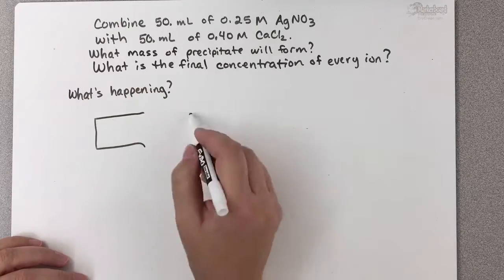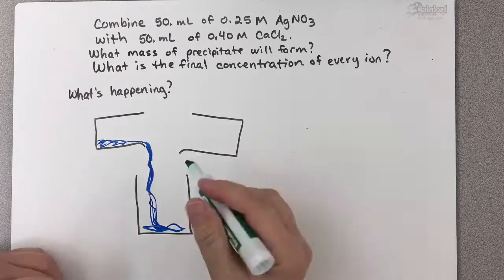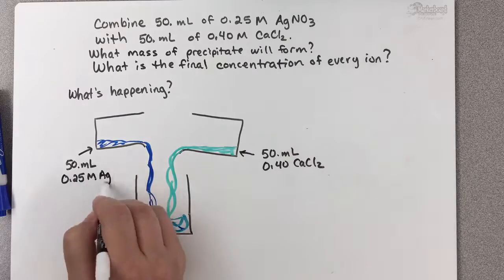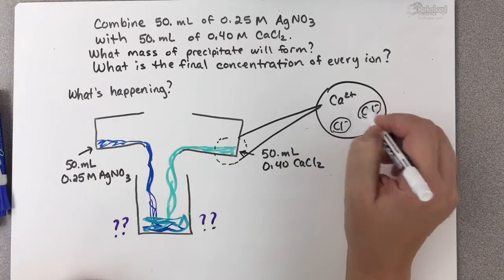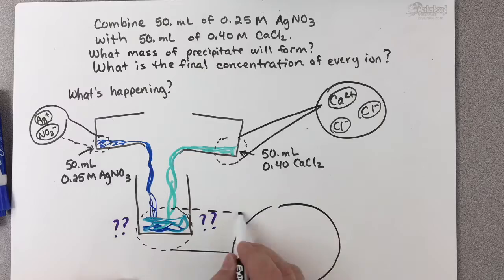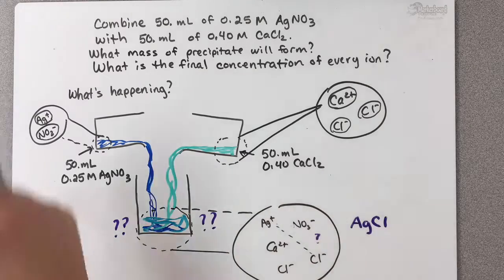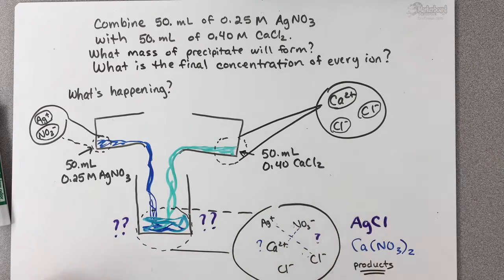We're going to look at a problem involving the combination of two solutions of ionic compounds. In the original solutions, the ions are dissociated, and in the final combined solution, we need to consider what products might form by looking at different combinations of the ions.